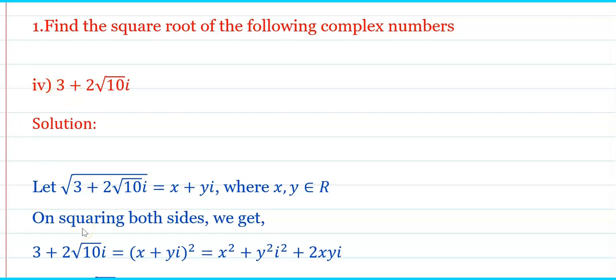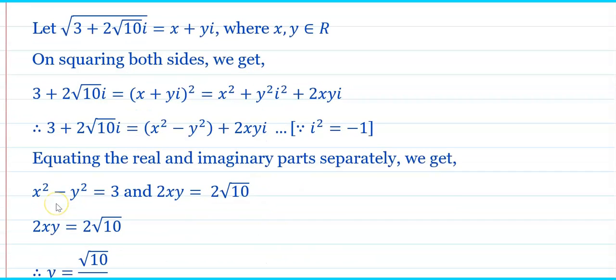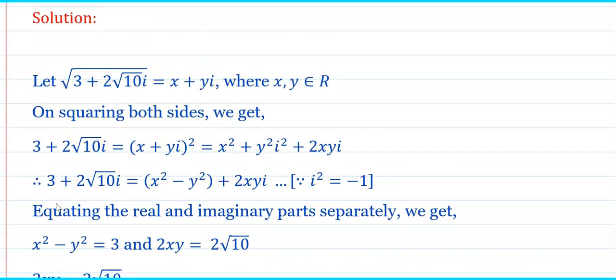On squaring both sides, then you will get here the root and square sign will get cancelled. Then you will get 3 plus 2 root of 10i is equals to (x plus yi) whole square. Again we do the expansion: x square plus y square i square plus 2xyi.